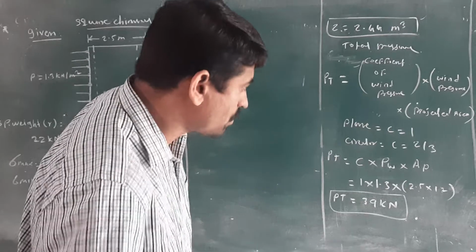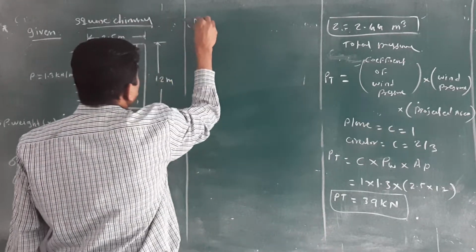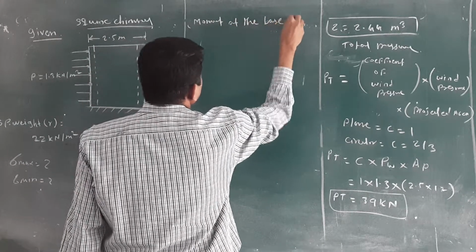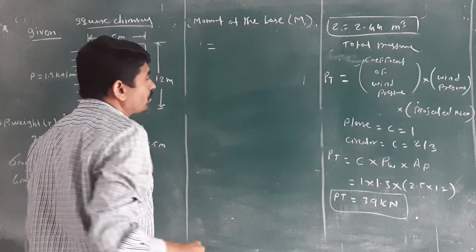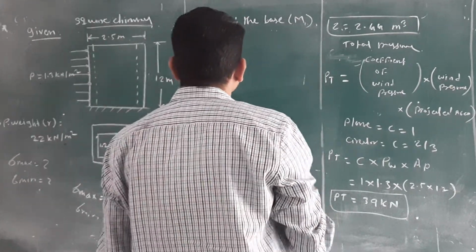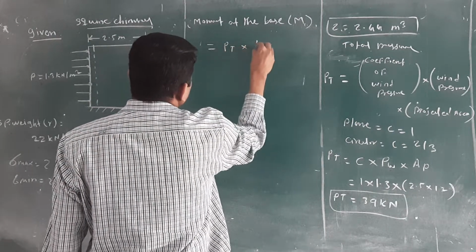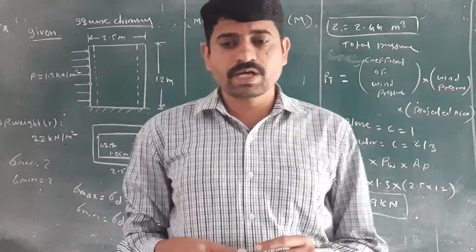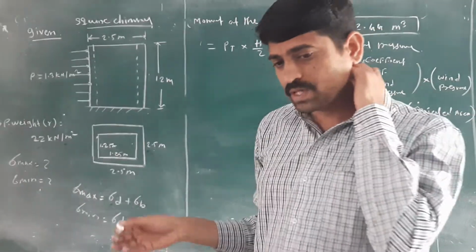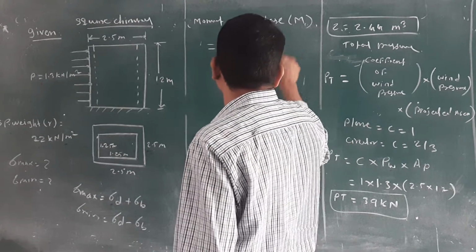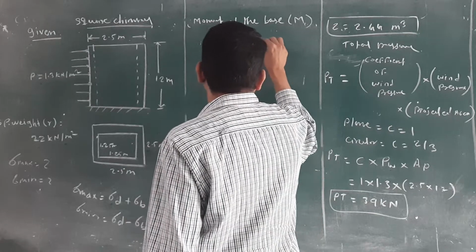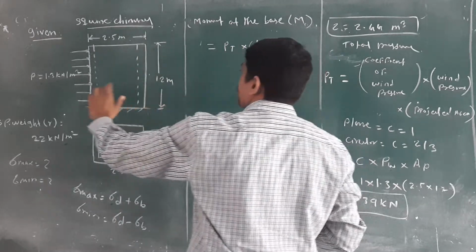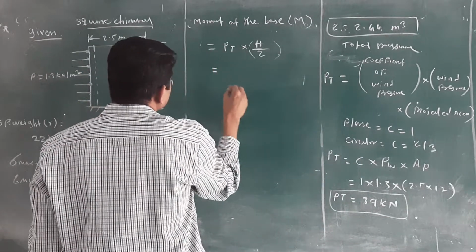Moment at the base. How to calculate the moment at the base? Moment at the base of the chimney is denoted by M. M is equal to, you know that moment is equal to total pressure into H by 2. We have taken H by 2 as the distance of application of the projected height. Up to that half distance we have considered the pressure is acting.